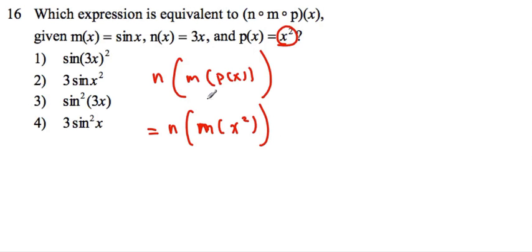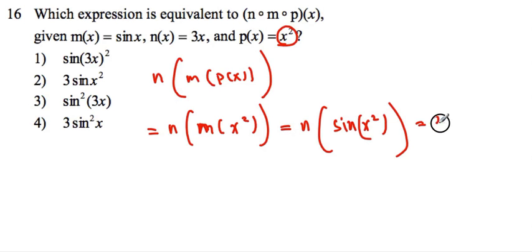Now the function m is sine, so all we have to do is, instead of x, we're going to put x squared, as you can see. Then we're going to have, instead of sine of x, sine of x squared. Notice that the square is on x, not on sine. Now function n is simply 3 times whatever is plugged in, so our final answer becomes 3 times sine of x squared. That becomes our final solution, which is choice 2.